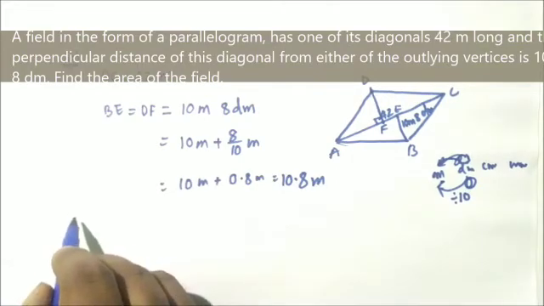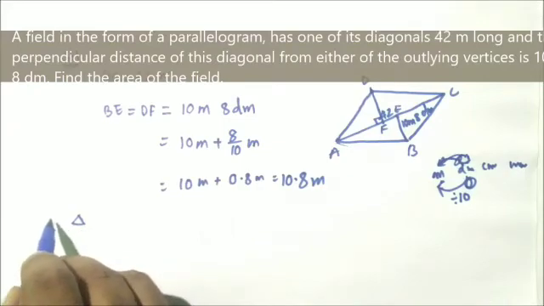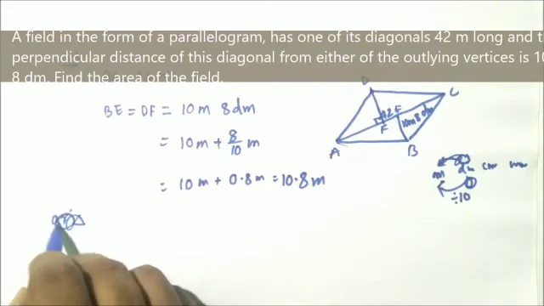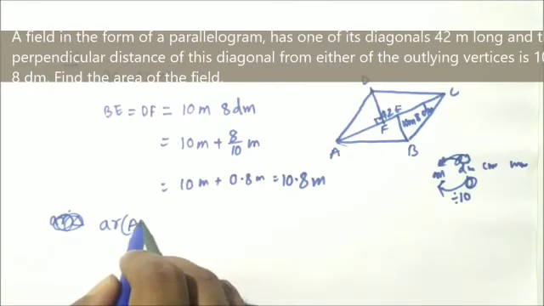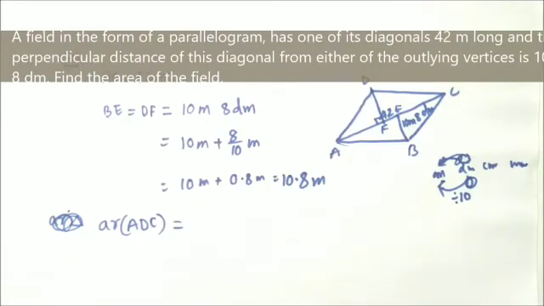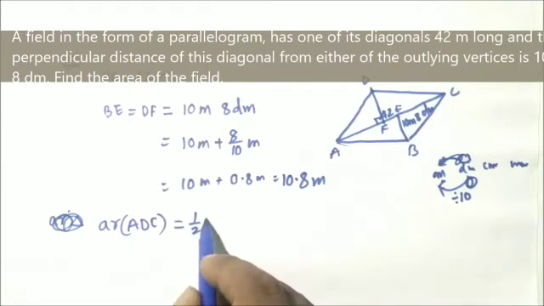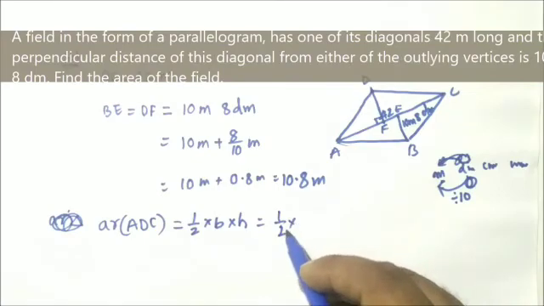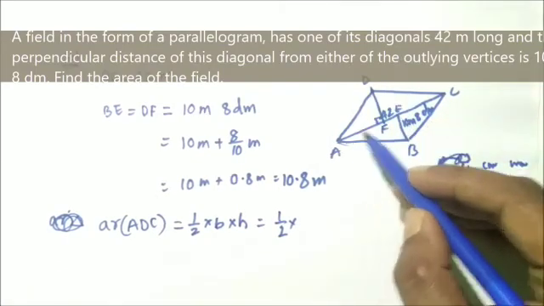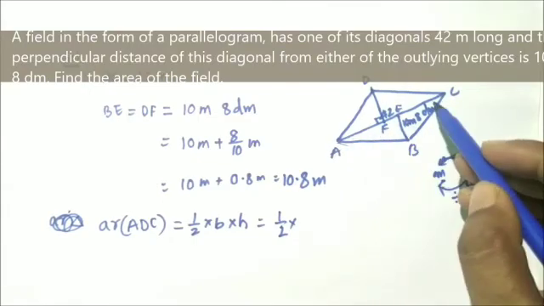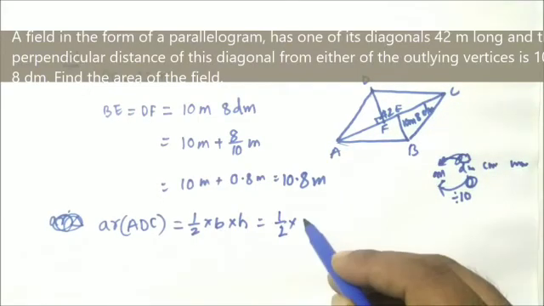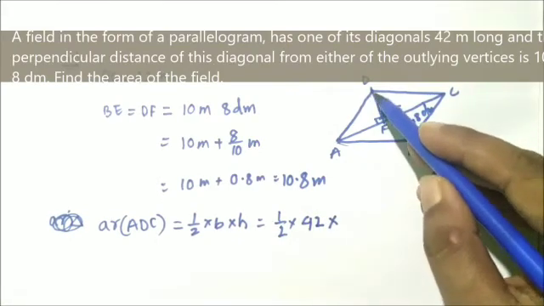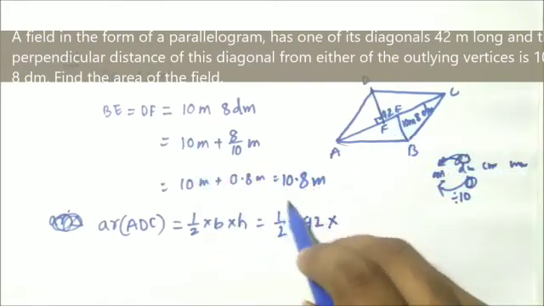Okay, so find out the area of triangle ADC. Area of triangle ADC will be what? Half into base into height. Here base is what? You can see this is the ADC triangle, and AC is the base. If I am not wrong, AC is the base. So base is given as 42, and height is this one, DF. The height we have already found, this is 10.8 meter.